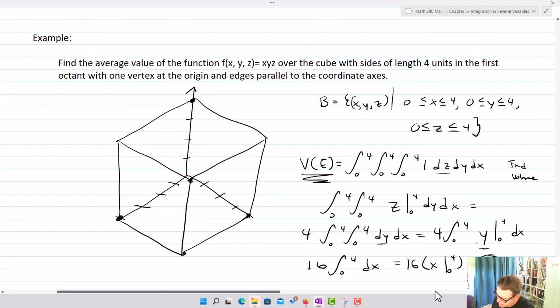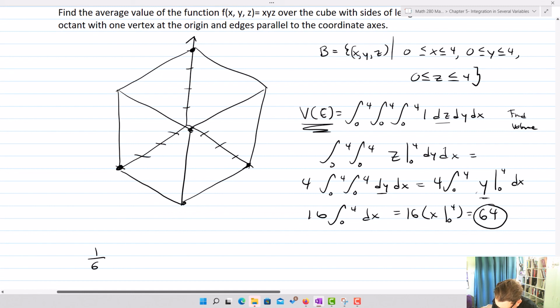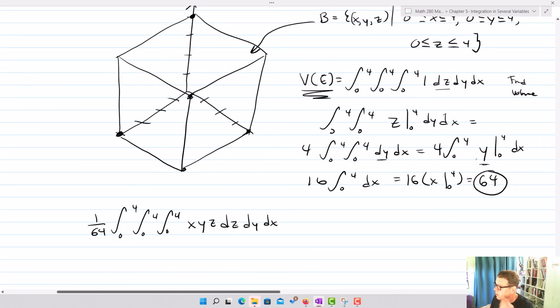Okay? Now what we need to do is we're going to take 1 over 64 and we're going to integrate over B, right? Our box B. So we're going to get the integral from 0 to 4, 0 to 4, 0 to 4, and now our function xyz, dz dy dx. You could, of course, do it in any order you want. It's actually not going to change the value of this integral at all, given the fact that our bounds are all the same.